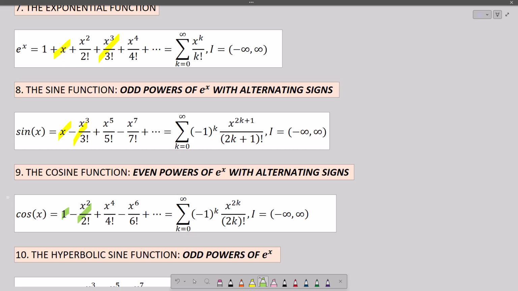We alternate the signs. So you maybe have heard of Euler's formula, most famous formula in math. I mentioned it once before.